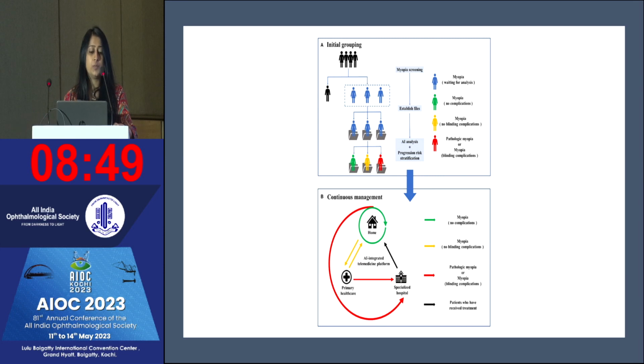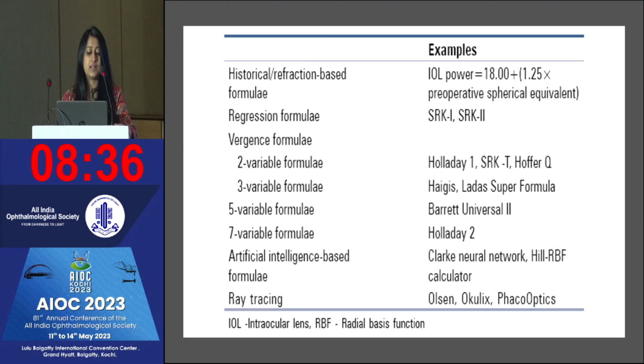So over here you can see that there's an initial grouping and a refractive error like myopia. So myopia screening is done. You have established the files. You've done an AI analysis. You've done a progression risk stratification. And then there's a continuous management. It doesn't end here. The patient continuously keeps getting an AI-based analysis.